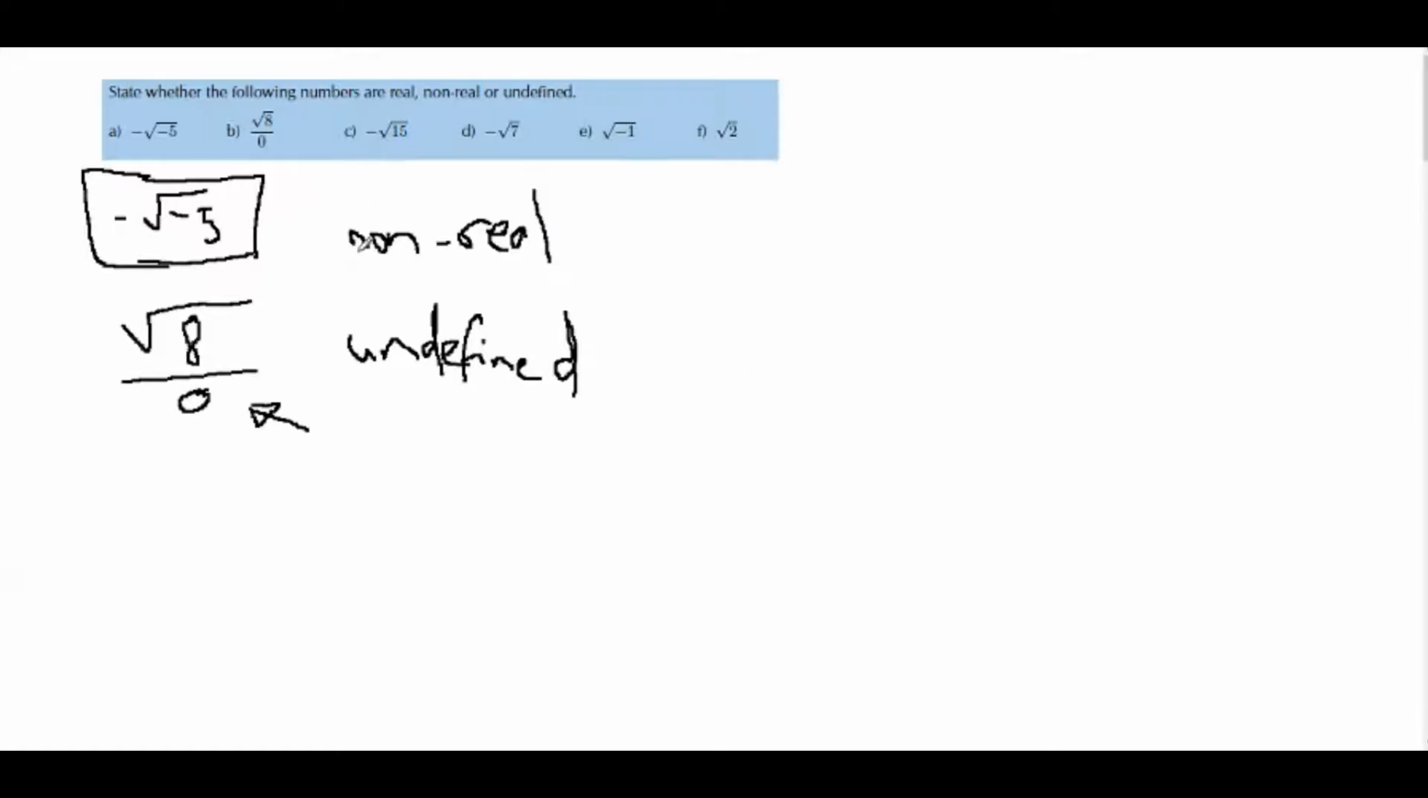Okay, next we have C, the negative of a square root 15. This is real, simply because we can have a square root of a positive number. Right? Done. The same goes for our next one, D, which is negative square root 7, which is real as well.